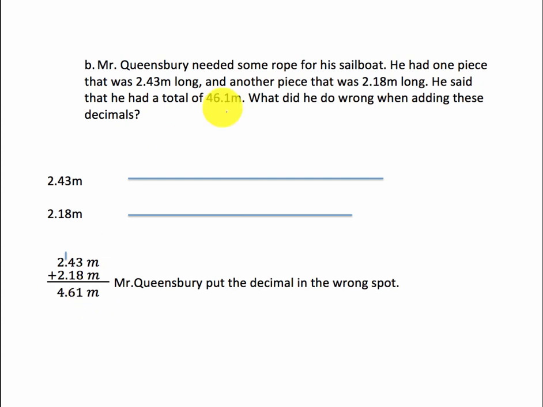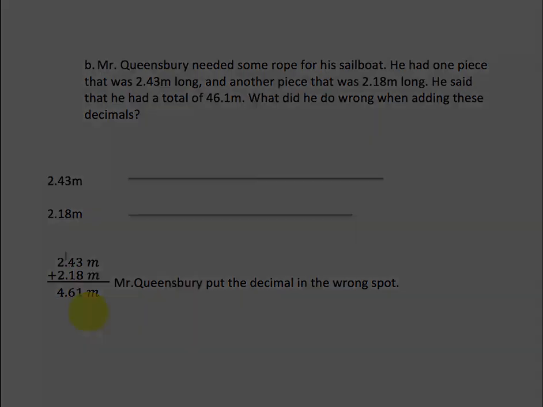So we compare that to what Mr. Queensberry got. He got 46.1. Well, what happened was Mr. Queensberry put the decimal in the wrong spot. He put it between the 6 and the 1 when it should have been between the 4 and the 6. So that's just a reminder. It's very important to line up those decimals and include your units as well.